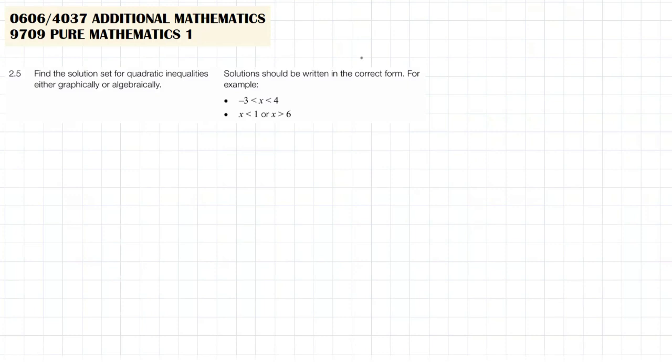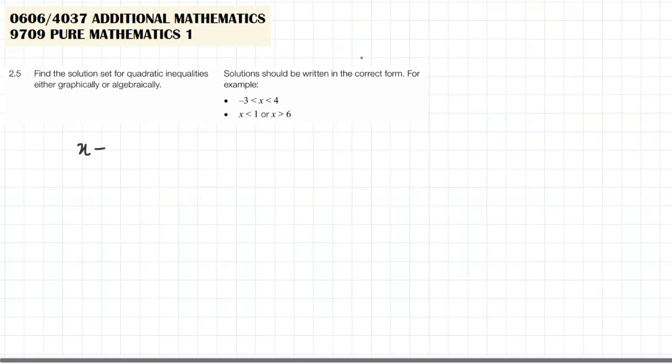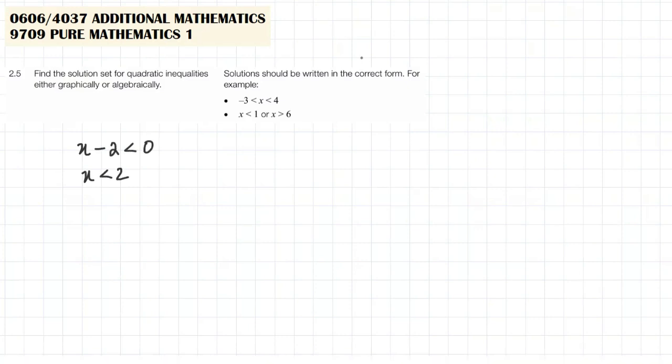So you have been solving linear inequalities. For example, x minus 2 is less than 0 and x is less than 2. So that's a linear inequality. But how do you solve an inequality like this? X squared minus 5x plus 6. And let's say, okay, let's make it less than 0.